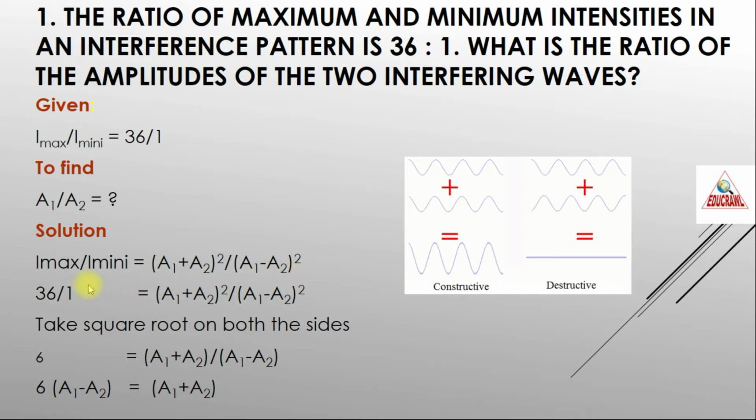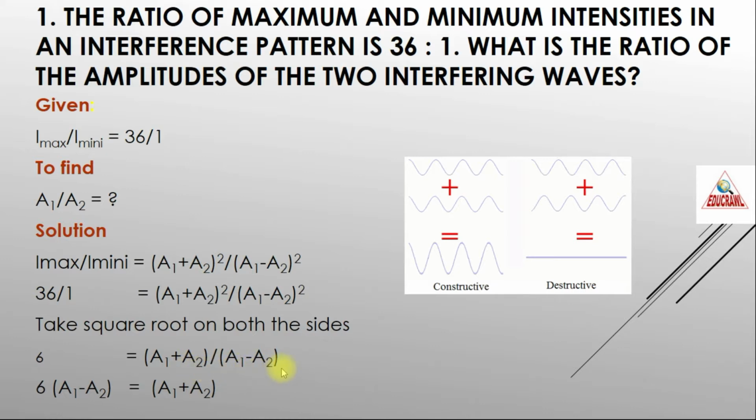Now in the LHS we substitute the I max divided by I minimum value which is given in the data as 36 by 1. So 36 by 1 is equal to (A1 plus A2) the whole square divided by (A1 minus A2) the whole square. Now we have to take square root on both the sides. If you take square root, it becomes 6 is equal to (A1 plus A2) divided by (A1 minus A2).